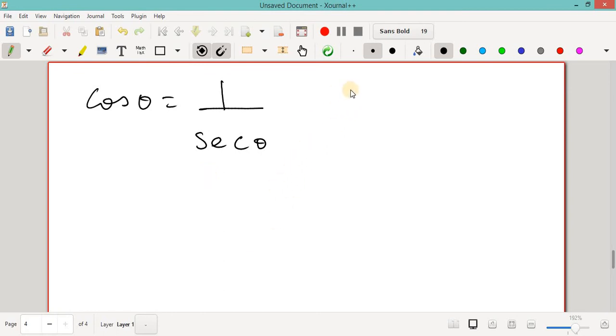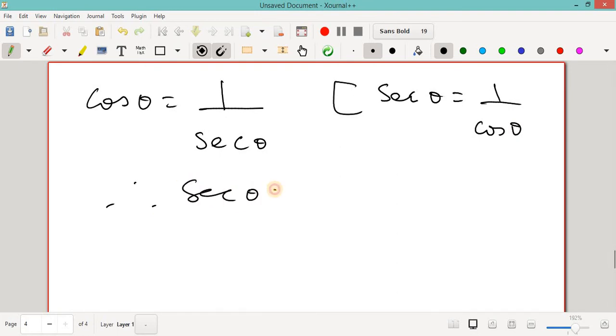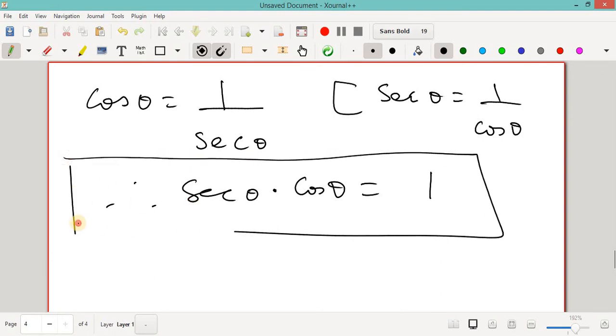Now from there also we can get one formula, that is sec theta is nothing but 1 by cos theta. And another important formula, that is sec theta into cos theta is always equal to 1. Very important formula, students. Is it clear?